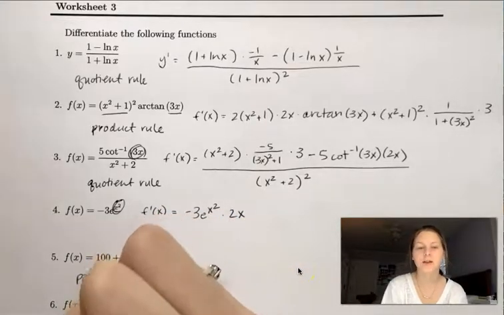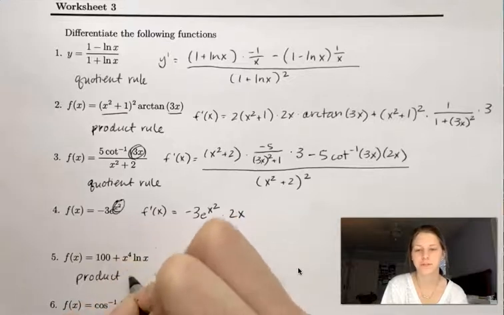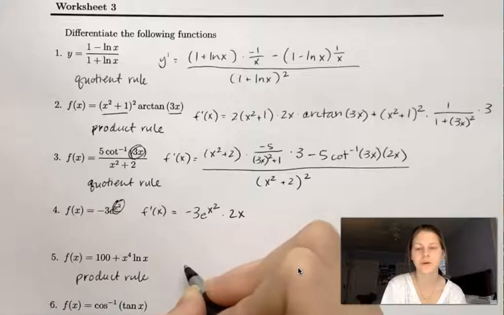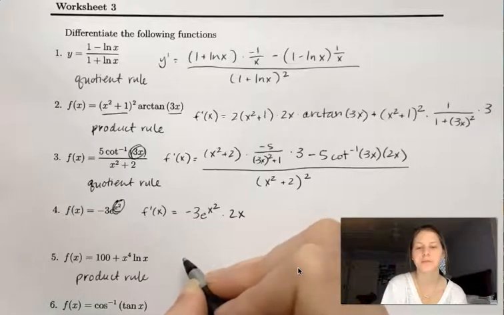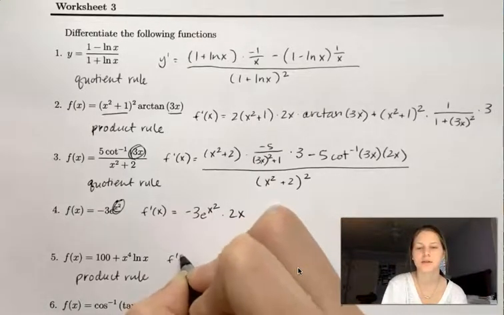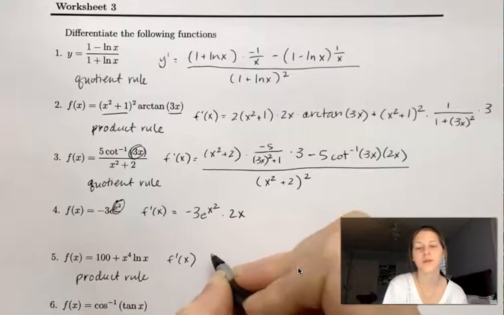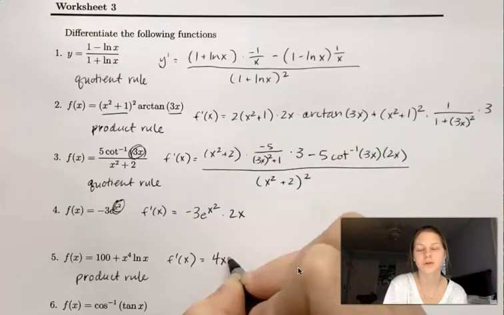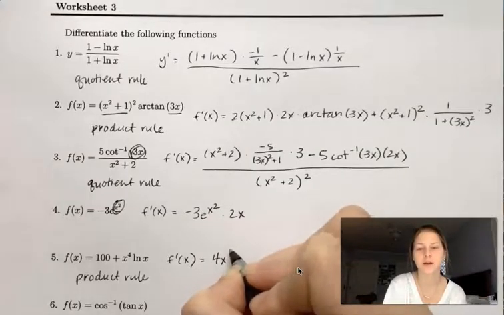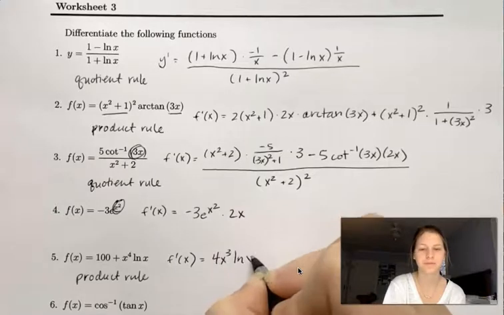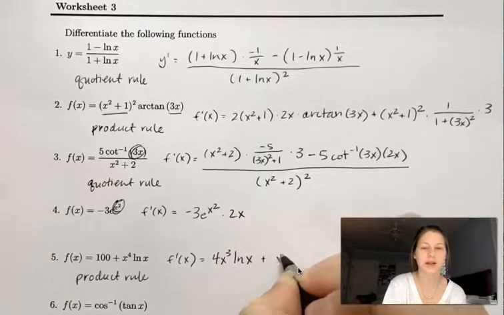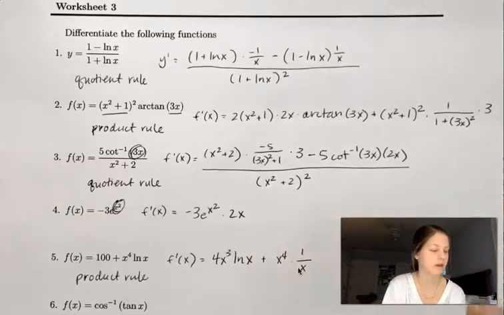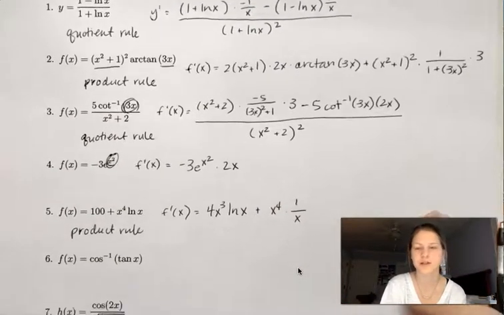Okay, so moving on to number 5. This is a product rule question, and so we will employ the product rule to solve this. So f prime of x, the derivative of 100 is 0, so you don't have to write anything down for that. And then we use product rule for this function, so we get 4x cubed ln of x plus x to the 4th plus 1 over x. And that's it for that question. It's just a simple product rule question.